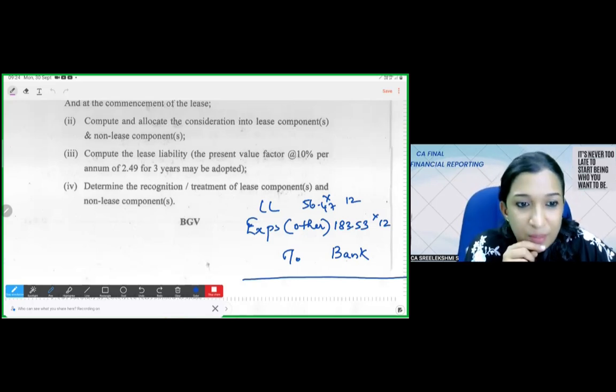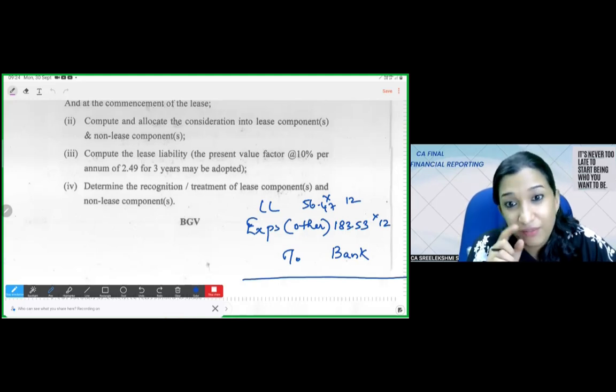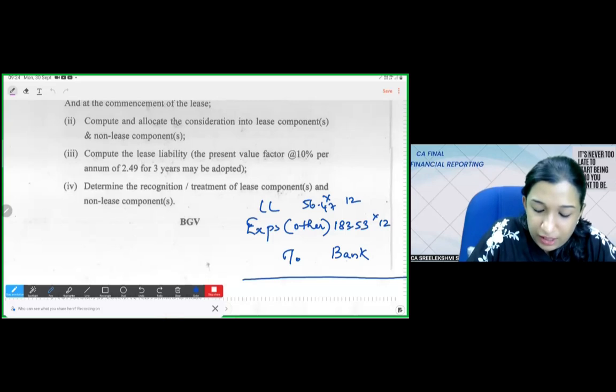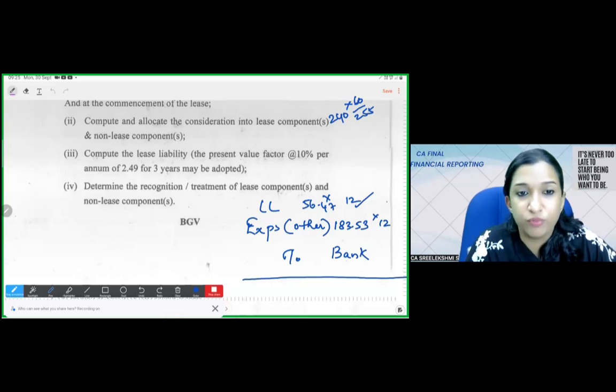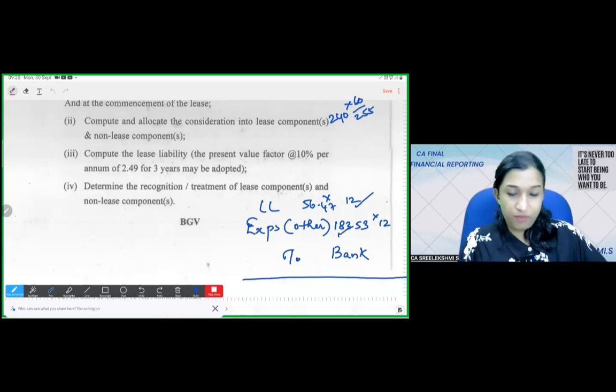So out of the bank payment we allocated. Lease liability we identified 240 into 60 by 255. That into 12 is lease liability to bank. Balance is expense to bank. Are you all clear? Okay.